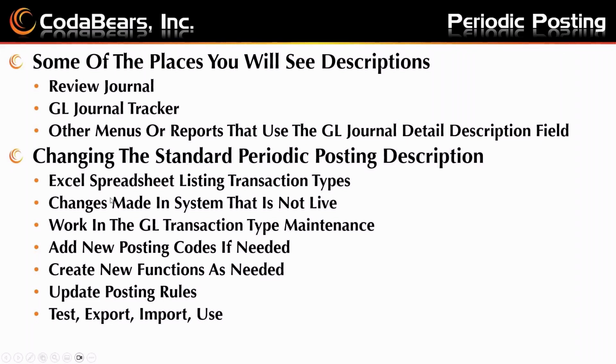And then we'll walk through some of the steps that are used to change the standard periodic posting description. When we do it, we use an Excel spreadsheet listing transaction types. Changes are made in a system that is not your live system. We'll be working in the GL transaction type maintenance. You can add new posting codes if needed. You can create new functions if needed, and then you update your posting rules. And then lastly, you would test in your system that's not live, export from that system, and then import into your live and start using it once you're comfortable with your testing.